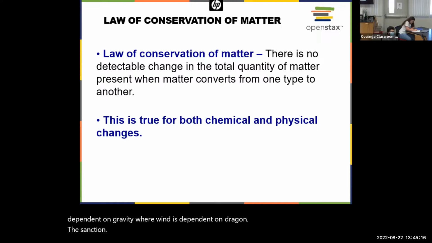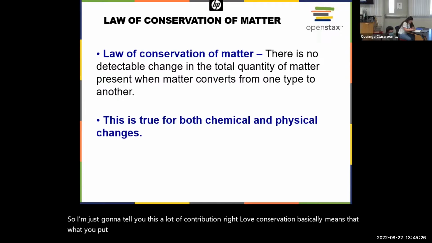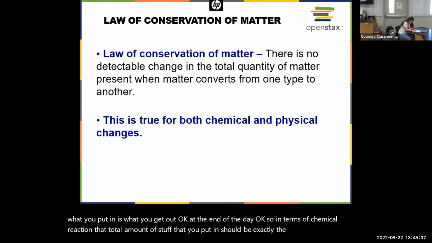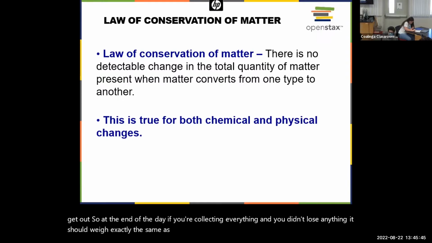So, law of conservation of mass. I'm just going to tell you this. Law of conservation in general basically means that what you put in is what you get out, at the end of the day. In terms of a chemical reaction, the total amount of stuff that you put in should be exactly the same amount that you get out. If you're collecting everything and you didn't lose anything, it should weigh exactly the same in total, right?